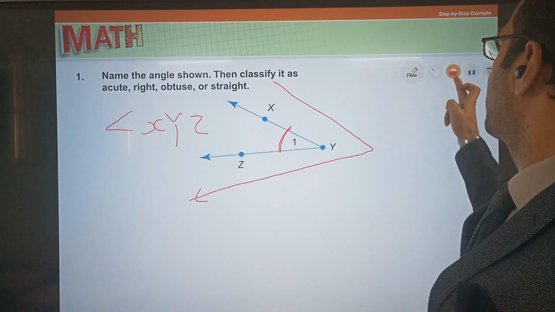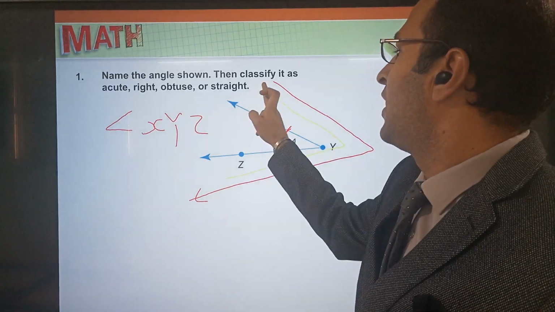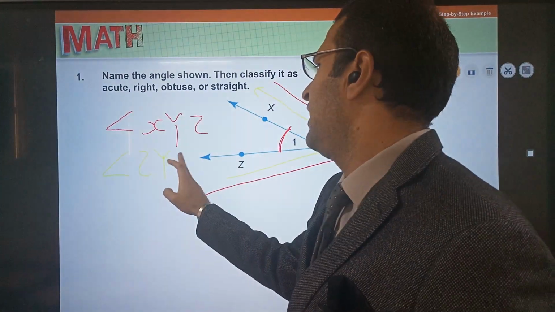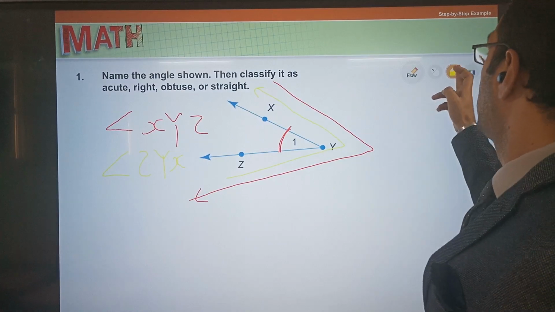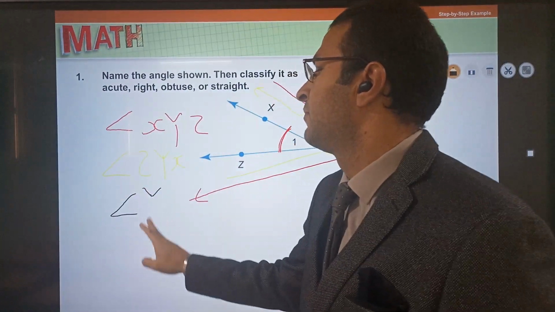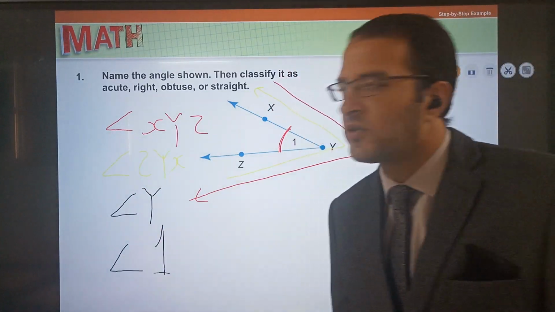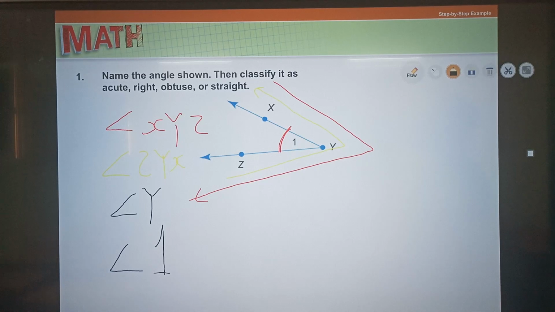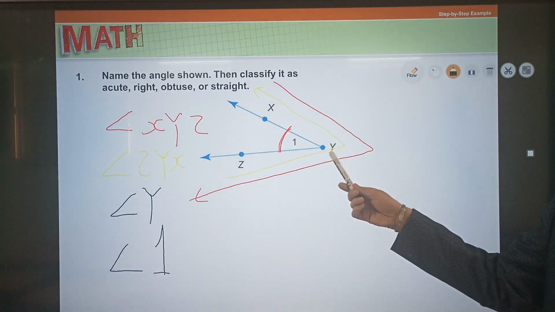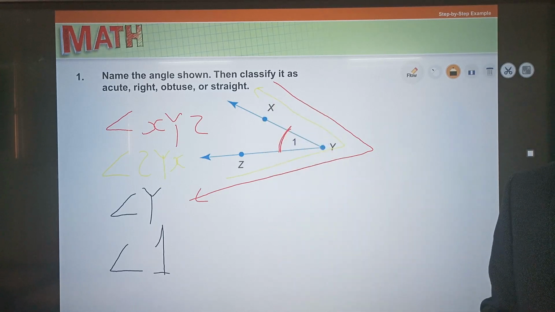Or I can read it by another name. They will be Z, Y, X. Angle ZYX. What else? What other name can I call it? I can call it angle Y, or I can call it angle 1. So we have here 4 names for this. Again, XYZ, or ZYX, or angle Y, or angle 1.